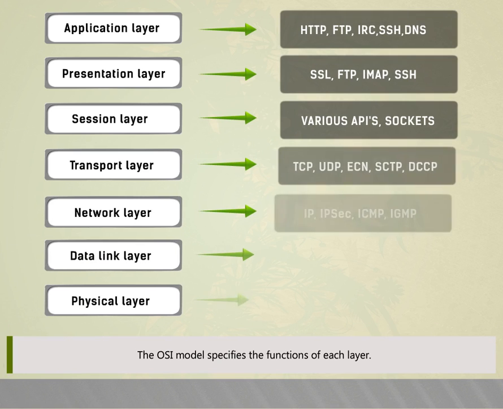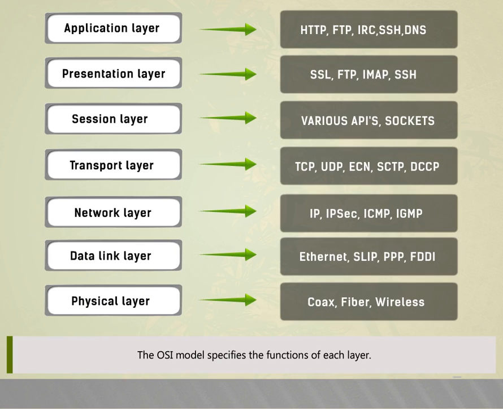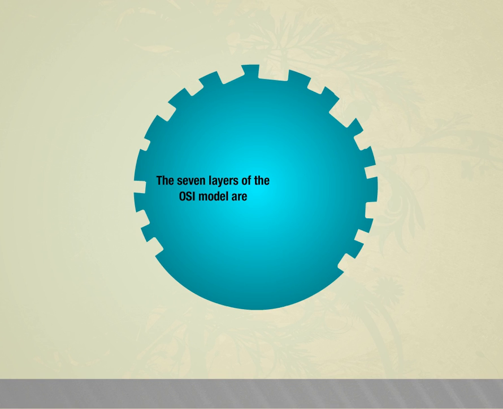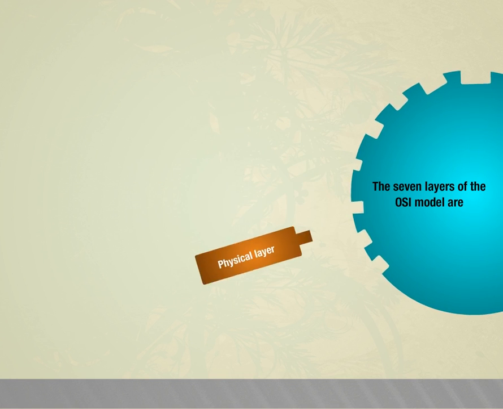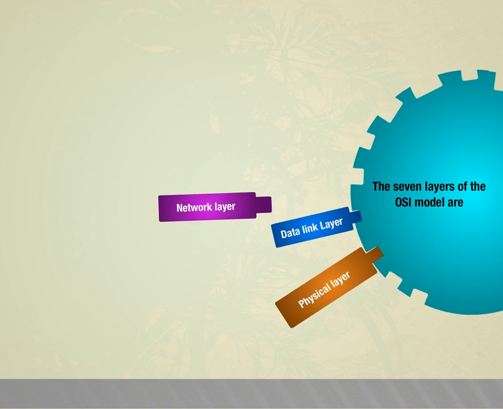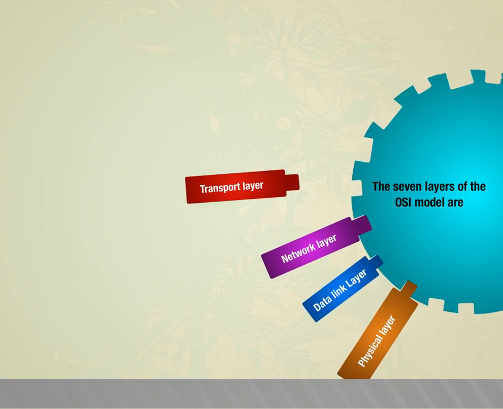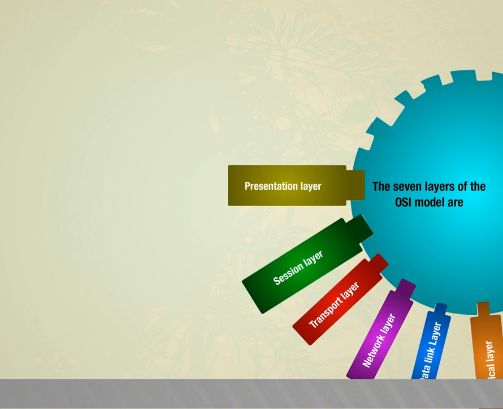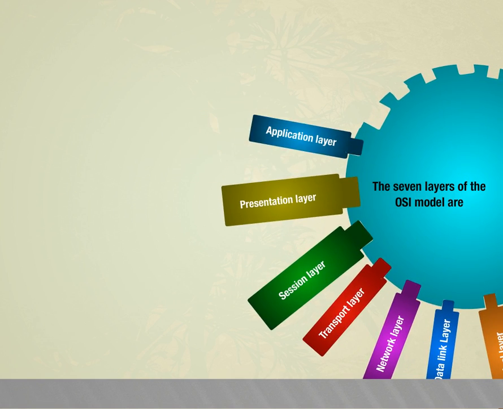The OSI model specifies the functions of each layer. It does not specify how the protocol needs to be implemented. The 7 layers of the OSI model are: physical layer, data link layer, network layer, transport layer, session layer, presentation layer, application layer.